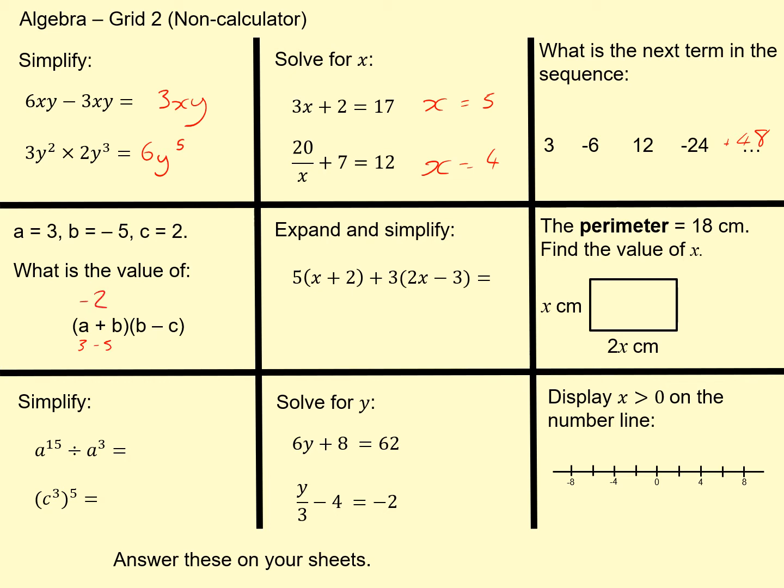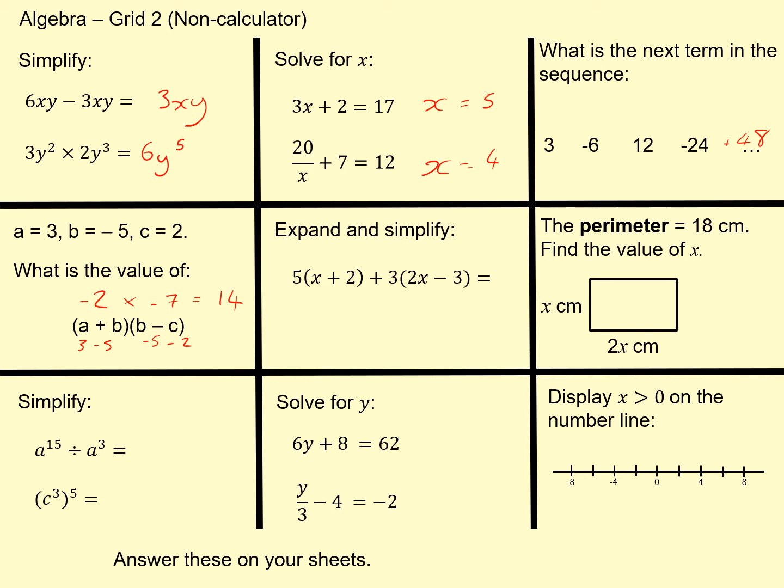Let's write that above. And then b minus c is going to be minus 5 take away another 2. So that's going to be minus 7. Multiplying those two together, remember 2 negatives multiplied together make a positive, so that's going to be positive 14.